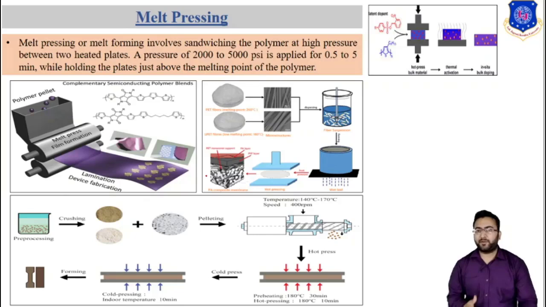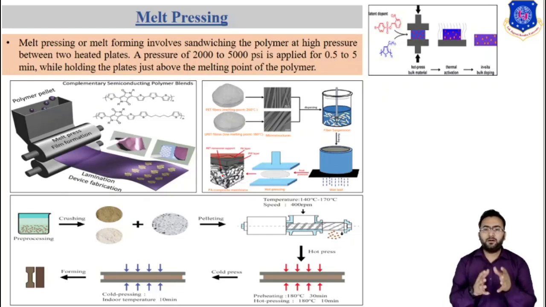Now let us discuss the melt pressing process. Melt pressing or melt forming involves sandwiching the polymer at high pressure between two heated plates. A pressure of 2000 to 5000 psi is applied for 0.5 to 5 minutes while holding the plate just above the melting point of the polymer. Many polymers do not dissolve in suitable casting solvents. Such polymers, including polyethylene, polypropylene and nylons, can be made into membranes by melt pressing.